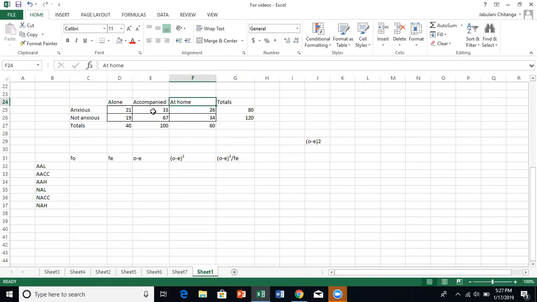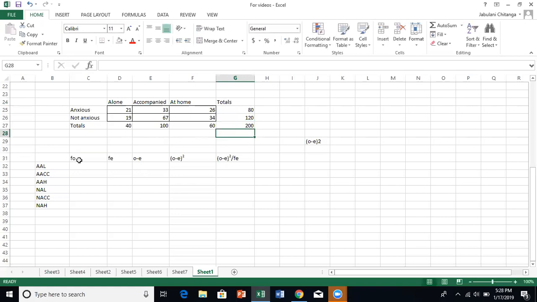Okay, let's move. The same way that you did manually, that's what we do on Excel. Depending on the textbook that you are reading, sometimes they write the observed values, the values that we measured. Those who were alone and anxious were 21. Those who were accompanied but anxious were 33, something like that. Sometimes the examiners or lecturers don't give you the total values like what I did here. So you have to add 21 plus 33 plus 26 to get 80. It's in rows and in columns. You can add these values, 80 plus 120 to make it 200. This is the number of participants in the study.